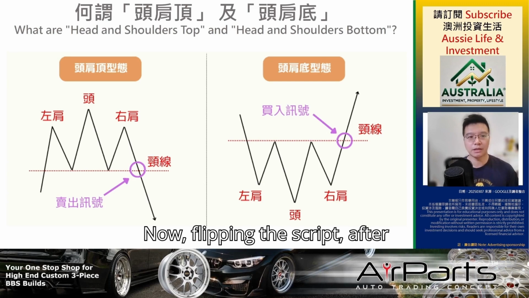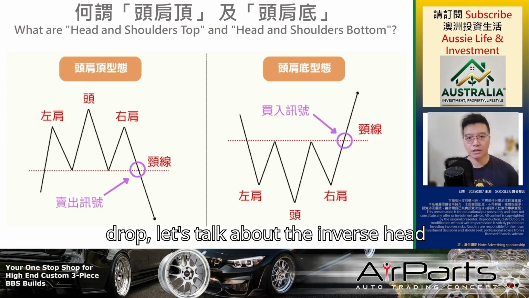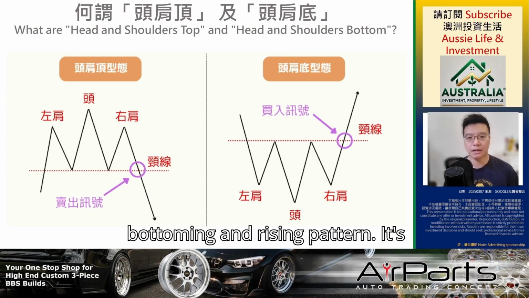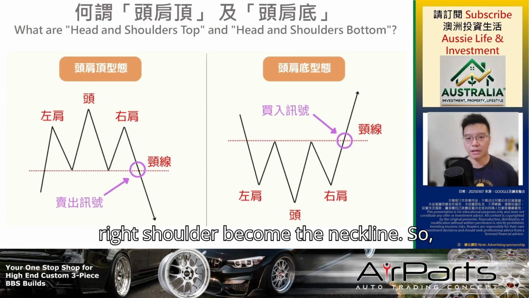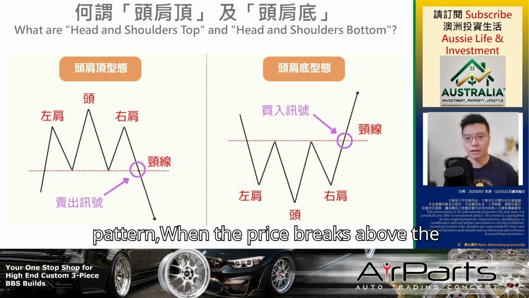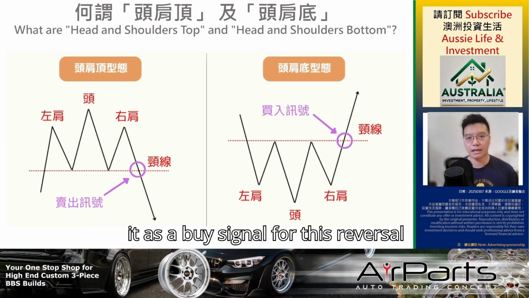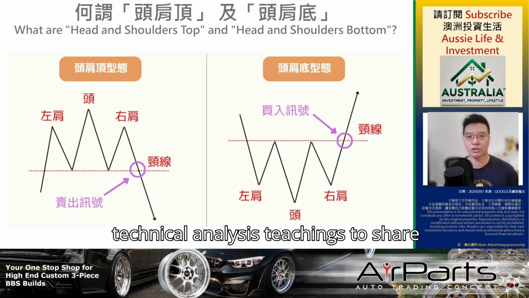Now, flipping the script, after discussing the head and shoulders pattern, which indicates a peak and a drop, let's talk about the inverse head and shoulders pattern, which represents a bottoming and rising pattern. It's essentially the mountain shape turned upside down. In this case, the two high points between the left shoulder and the right shoulder become the neckline. So, when the price breaks above the neckline after forming the bottom, we see it as a buy signal for this reversal pattern. That's it. Here are some technical analysis teachings to share with you today.